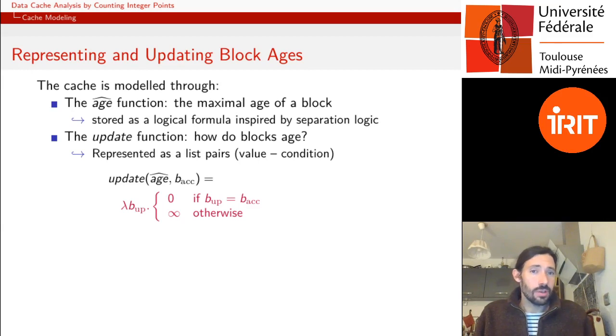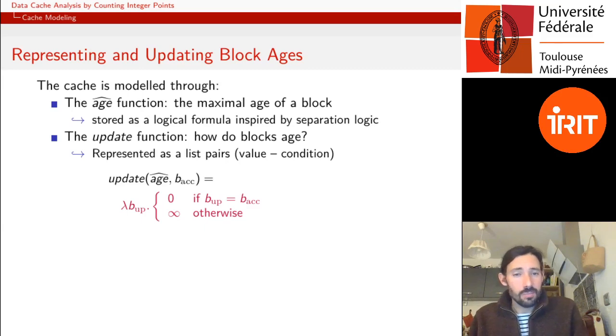The update function represents the behavior of the cache, how cache blocks age. These update functions are represented by a list of pairs, value and condition. For example, the one we use in our trivial case is the following. If the block which is accessed is the block we update, then its age is 0. If the updated block is not the one accessed, then the age is anything, so we give an upper bound which is infinite.